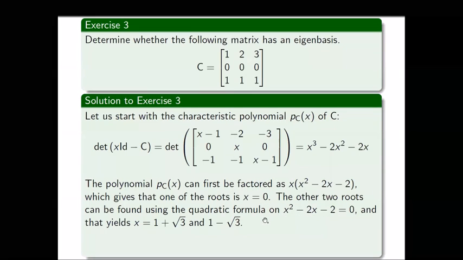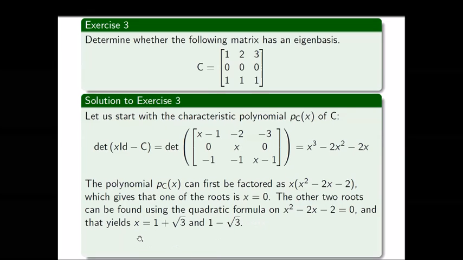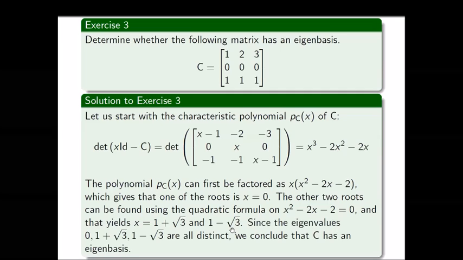For the other roots, we just need to factor this quadratic polynomial, and we can do that using the quadratic formula, and that gives us that x is 1 plus square root of 3 and 1 minus square root of 3. So the three eigenvalues are 0, 1 plus square root of 3, and 1 minus square root of 3. Since all the eigenvalues are distinct, we conclude that C has an eigenbasis.